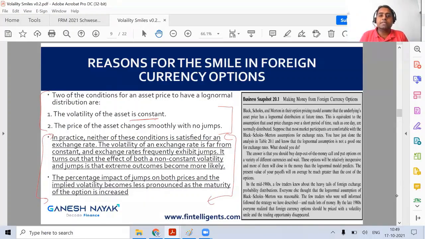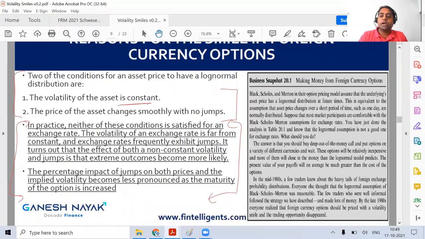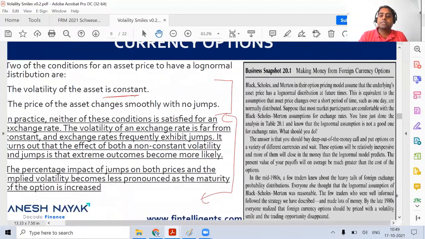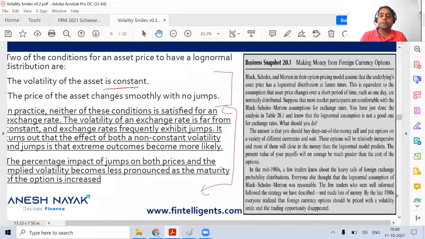I'm assuming everybody has been able to read till this point. Now I'm zooming in on a business snapshot, which is there from your institute book. I want you guys to read this business snapshot also properly. It talks about a scenario. I'll come to your query, Jinesh.